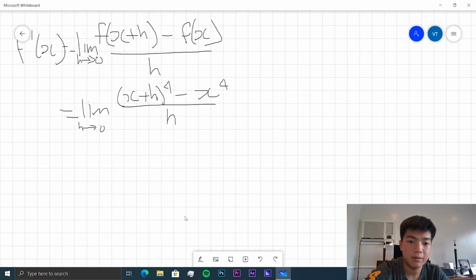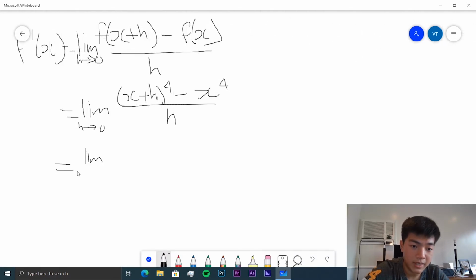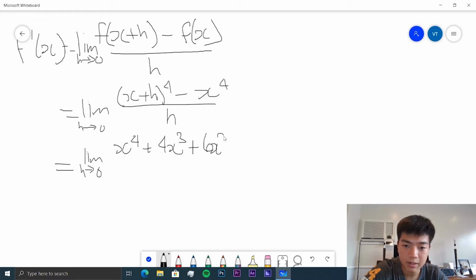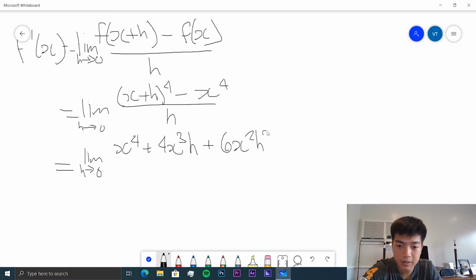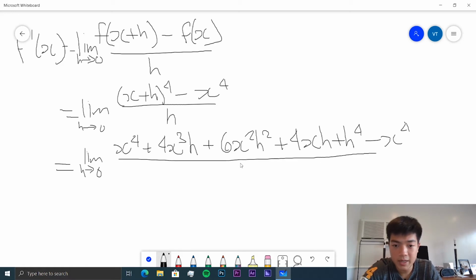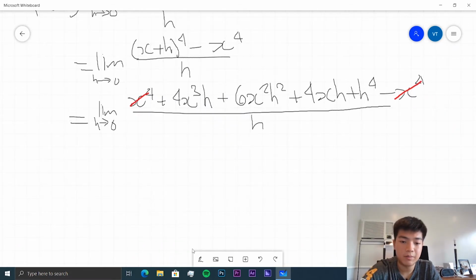And what you'll notice is this is equal to the limit as h tends to 0, and we can use binomial expansion of this to get x to the 4 plus 4x cubed h plus 6x squared h squared plus 4xh cubed plus h to the 4 minus x to the 4, all over h. So these two terms cancel out, and now we can divide h from everything.